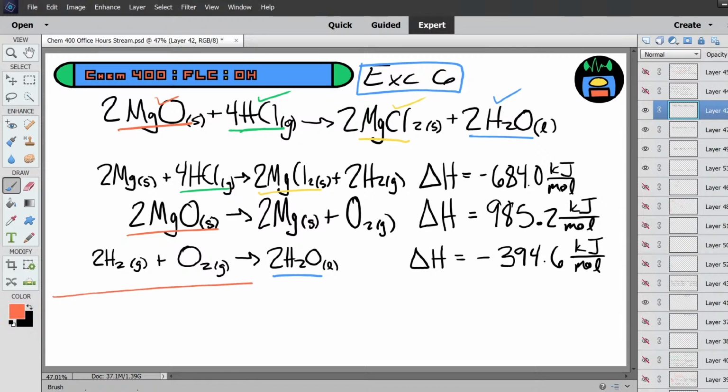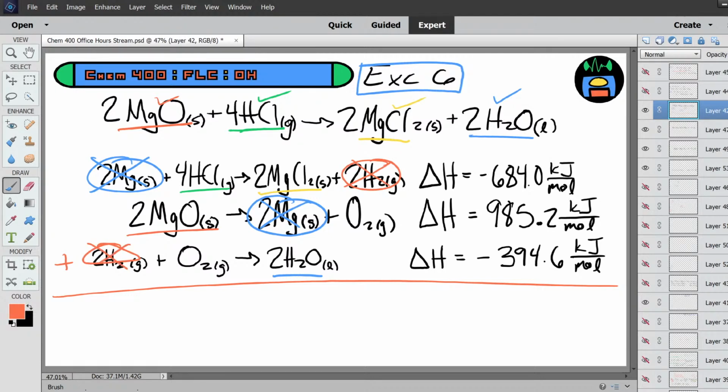The question is, does all of the other stuff cancel? One of the things you'll notice is 2 moles of solid magnesium are on both the reactants and products side. 2 moles of H2 gas on both the reactants and product side, so they cancel. And 1 mole of O2 gas, so on both the products and reactants side.